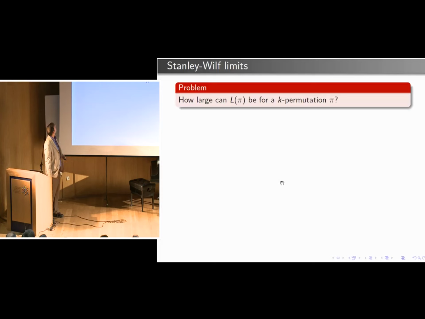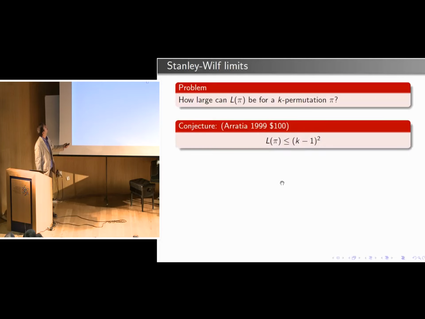This would seem to be a central question in the area. Now, there's been a lot of work in this area. There's a couple of books written on the combinatorics of permutations, many papers and surveys. There's even an annual conference that's been going on for more than a decade in this area. And there was a conjecture that L of pi should always be at most (k minus 1) squared for a k permutation pi.